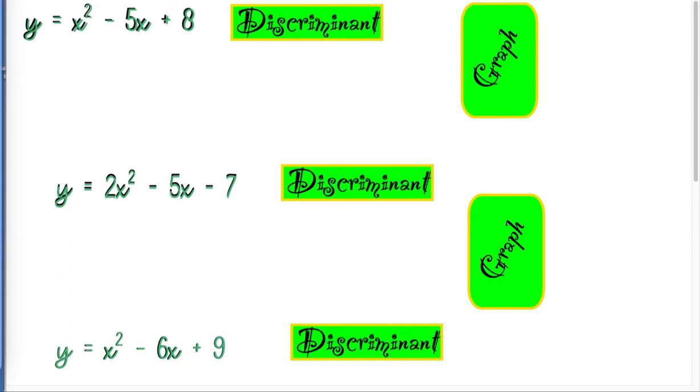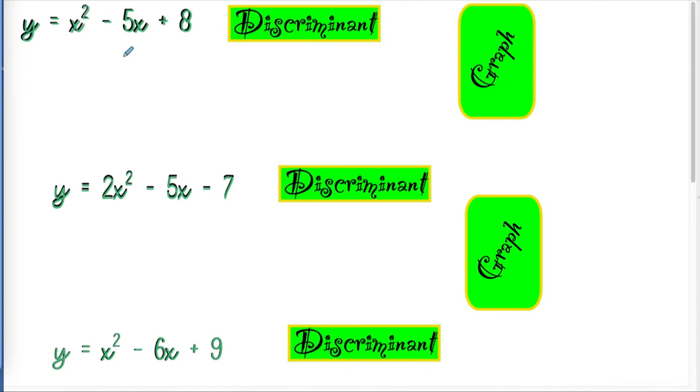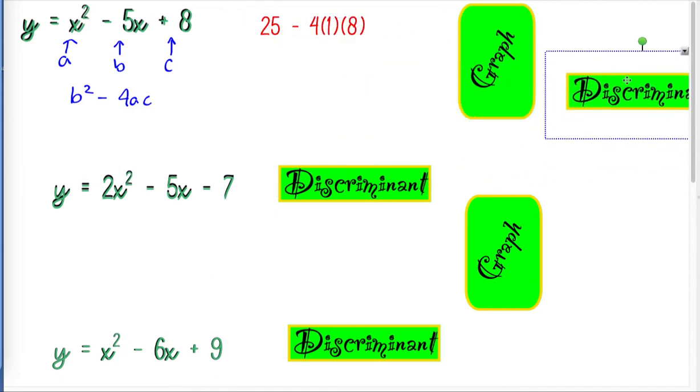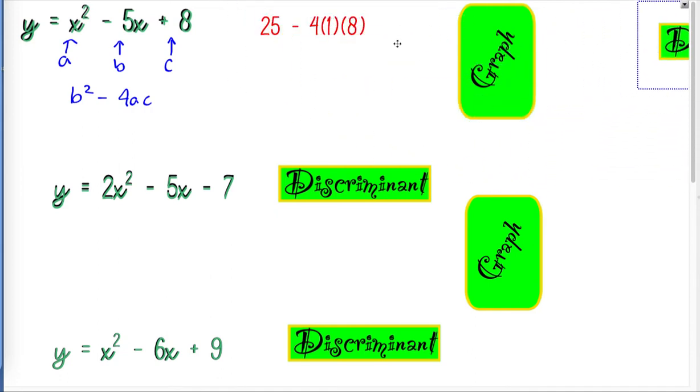All right, so basically if we were just to play with this, if I just wanted to do the discriminant, right? The discriminant is we take the a value, the b value, and the c value, and we just do b squared minus 4ac. Okay, so when I take the discriminant of this one, we get b squared is 25 minus 4 times a times c. So that means 25 minus 32.